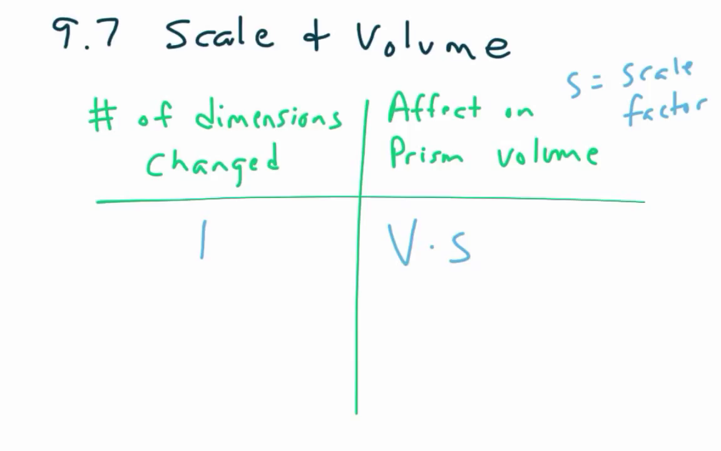Okay. If you're changing 2 dimensions, that's going to be the volume times the scale factor squared. In other words, if you're making something twice as tall, that doubles the volume. But if you're also making it twice as wide, that's going to double the volume again. So it has to be 2 squared, or 2 times 2, 4 times as big.